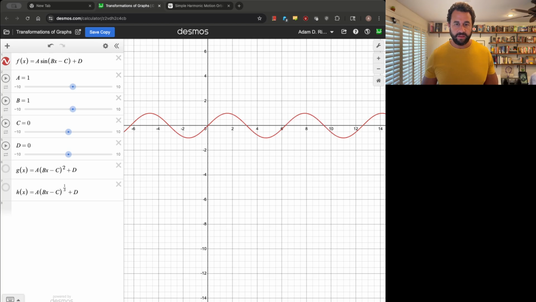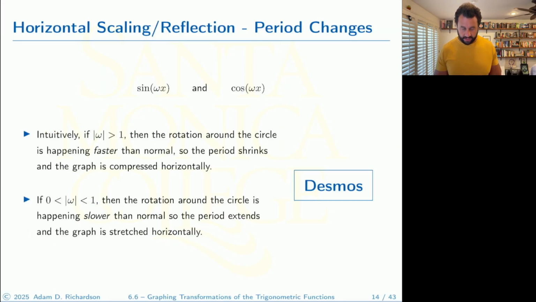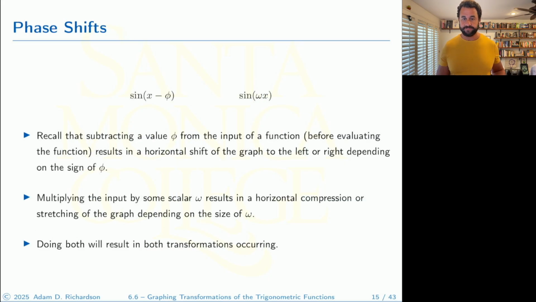Okay, let's go back to the slides. All right. This is pretty much what I was saying before, so I won't repeat it. If the size of omega is large, you're going to be rotating faster. Now let's talk about phase shifts.